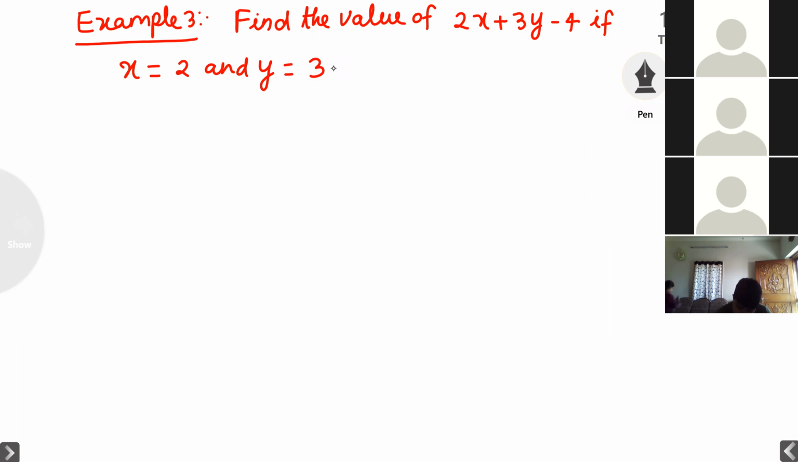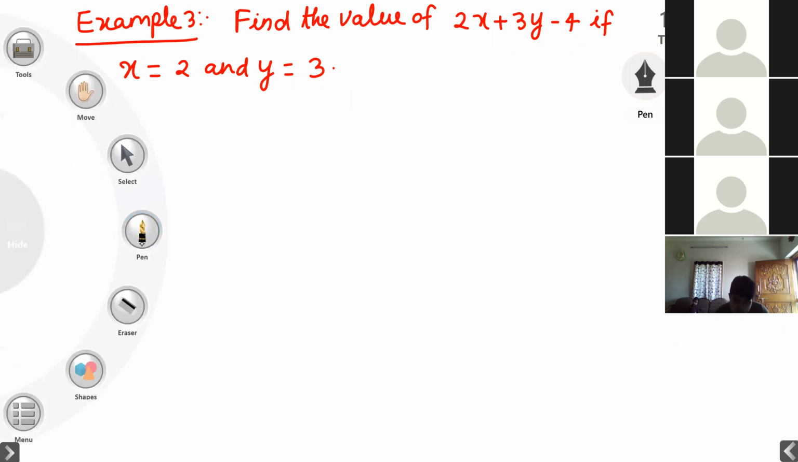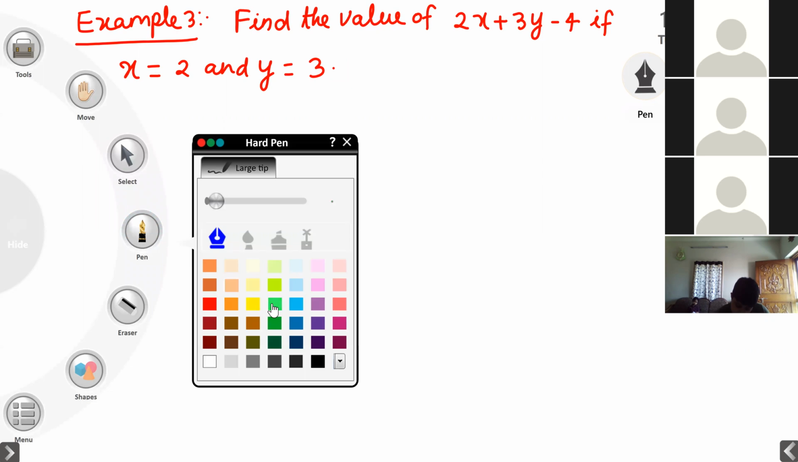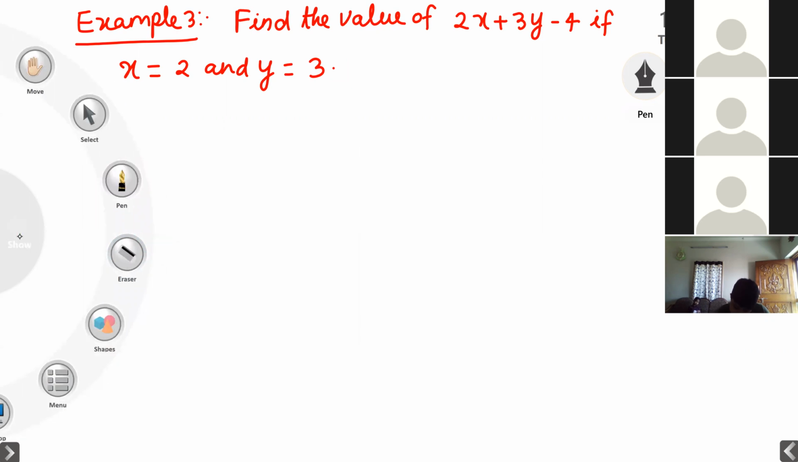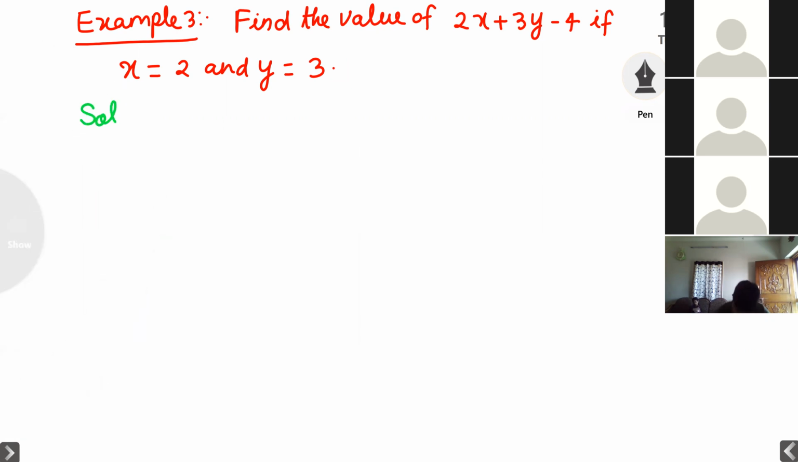Here two variables I have added, x and y. In the previous question only one variable was there, no problem. X and y values he has given, I want to substitute. No problem, don't worry. Solution. What is the algebraic expression here? 2x plus 3y minus 4.